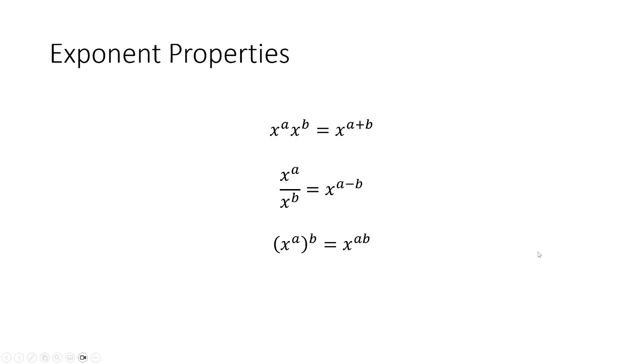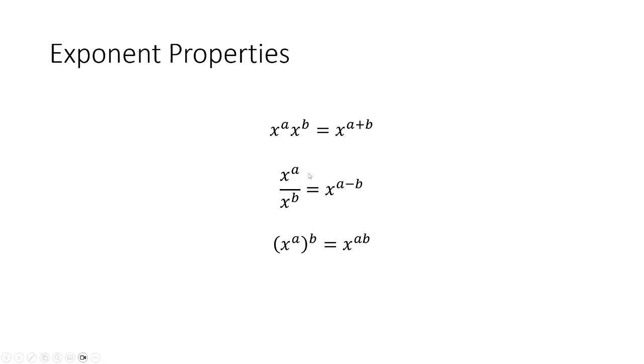Now, additionally, there are 3 exponent properties that I recommend that you memorize if you haven't done so already. The first one that I expect you to memorize is that if you have x to the power a and you multiply that by another x to another power b, then in total that will be equal to x to the power a plus b. So this product at the level of the base becomes a sum at the level of the exponent.